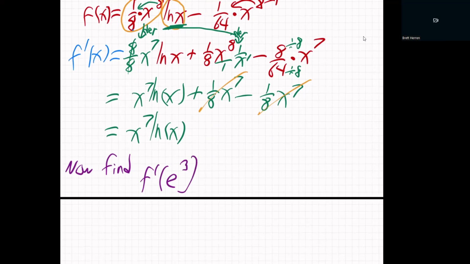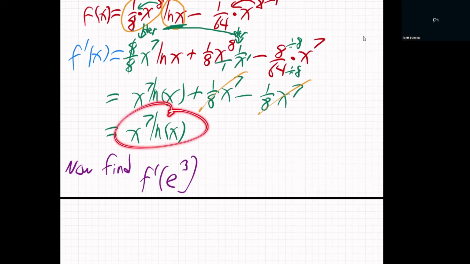It might be a weird thing you're not used to seeing if they stick e to the third in there. That is a number. It turns out e to the third, right? This doesn't have an x. So there's no x there. E is a special number, 2.718, blah, blah, blah. And to the third power, that's a number. They're sticking in a number. How do we do it?